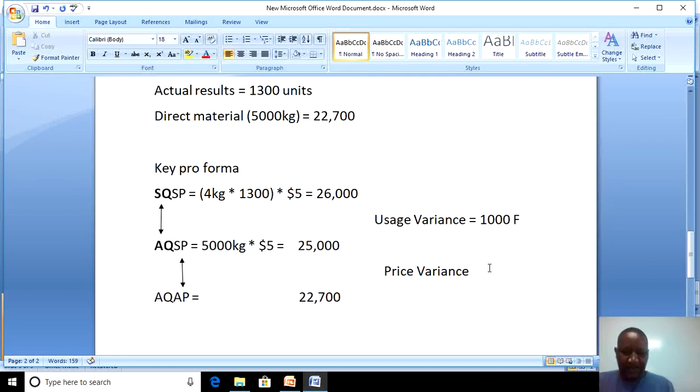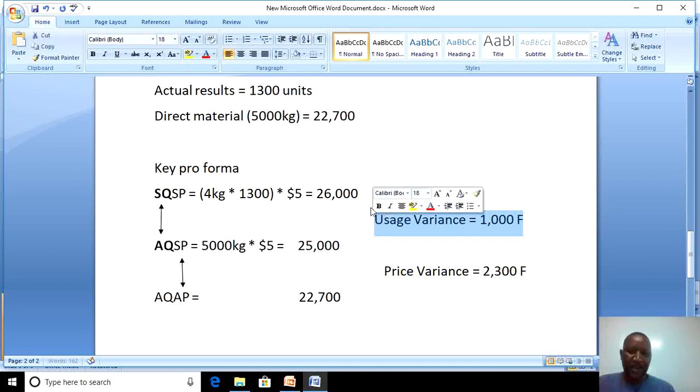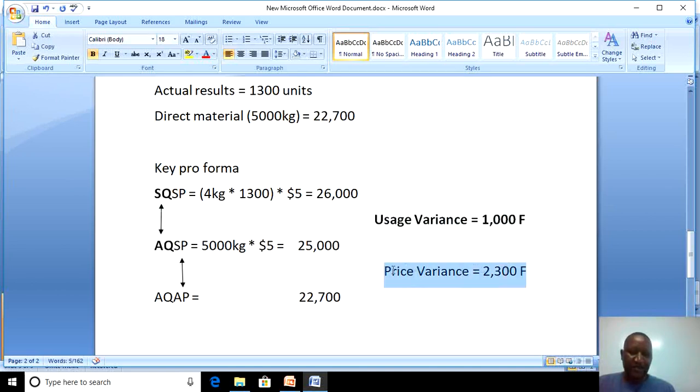What is the price variance? 25,000 minus 22,700. How much is the difference? You must get 2,300 as your difference there. Is that favorable? It is a positive figure. So we conclude this is a favorable variance. And so what is the total material variance? The total material variance will be 1,000 plus 2,300. So done. On the first part of variances, we are done. Those are the variances we have calculated, the usage variance and the price variance.